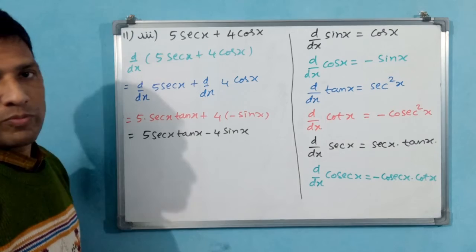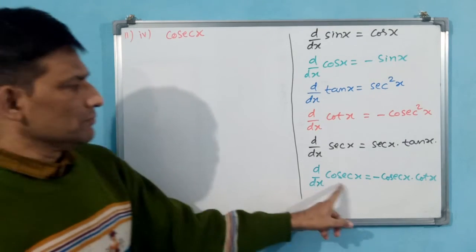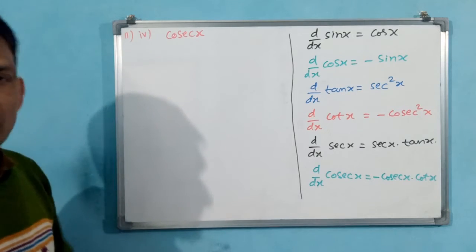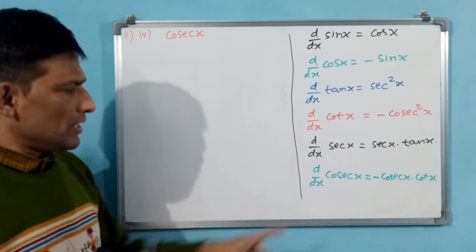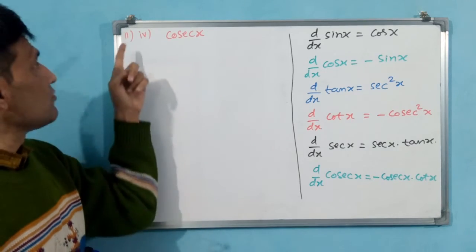Let us move on to the fourth part. d by dx of cosecant x is minus cosecant x cot x. Please rewind the video and you will get this one, d by dx of cosecant x. Okay, let us move on to the fifth part.